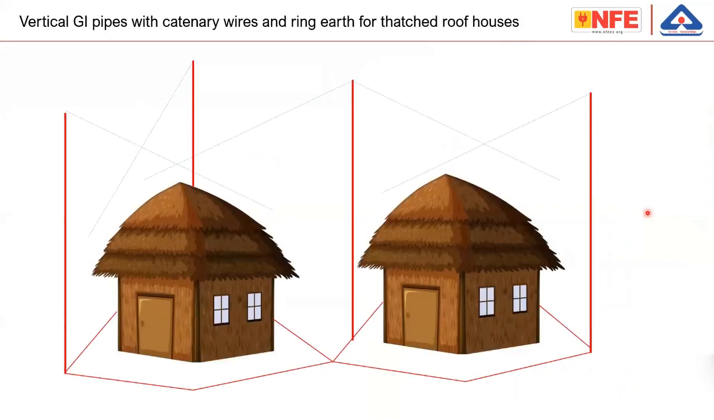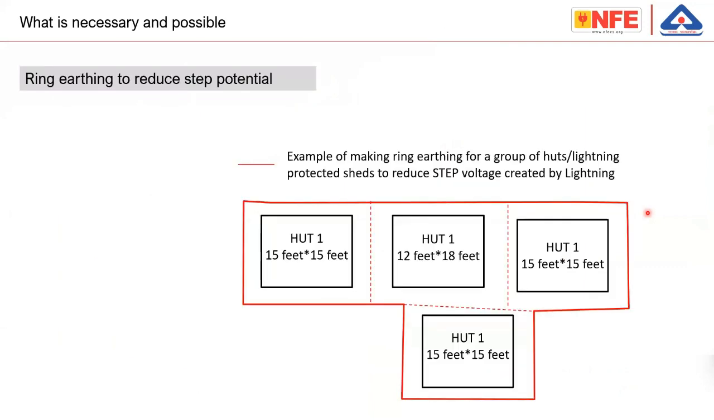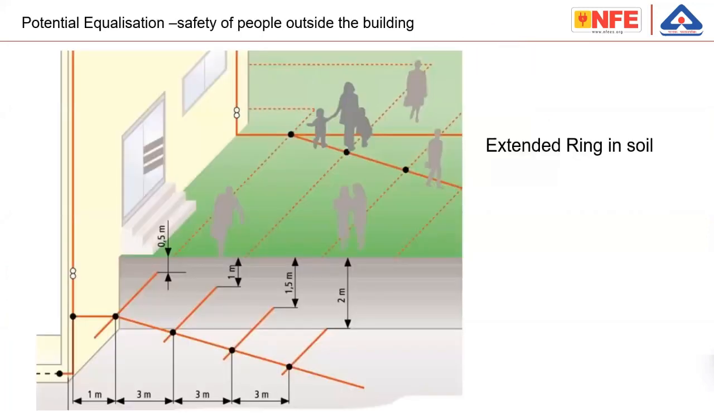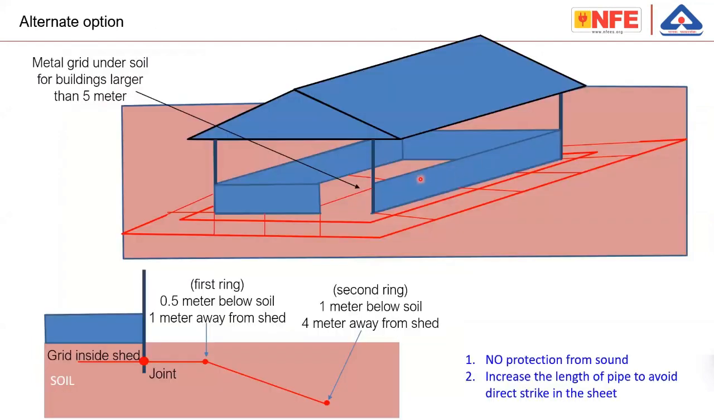If you want to protect a thatched roof, then the only way is to make ring earthing. Also, please note that if you want to protect any place against step potential, the idea is to make a ring conductor all around the area, including potential equalization, like extending the ring, which I have shown in one of the pictures. Let me show that picture again. So even in a well-protected building, by extending the ring, you can make equipotentialization so that people outside the building are safe. A similar arrangement may be made to protect people outside this particular shelter.